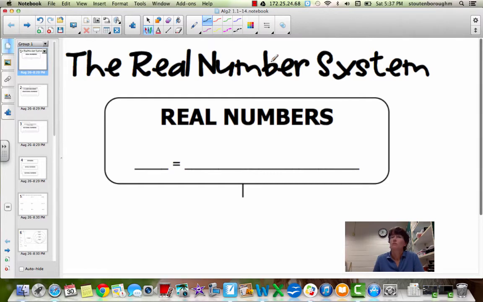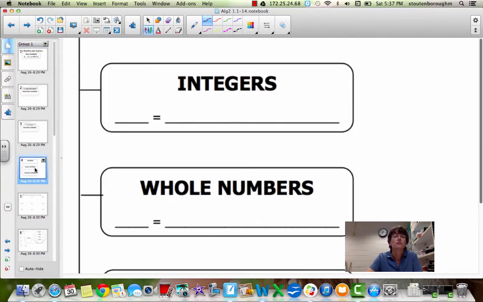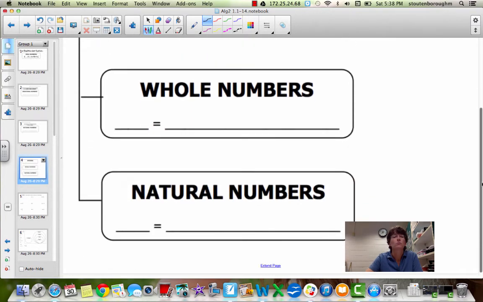Real numbers are just basic, very simple, all possible numbers that are out there. And we're going to represent real numbers with the letter R. It is just really all the numbers that you can possibly think of. Those are all real numbers. But we can divide real numbers. Real numbers is like an umbrella, and it has different subsets or categories. And we're going to divide it into some categories that are a little bit more manageable.